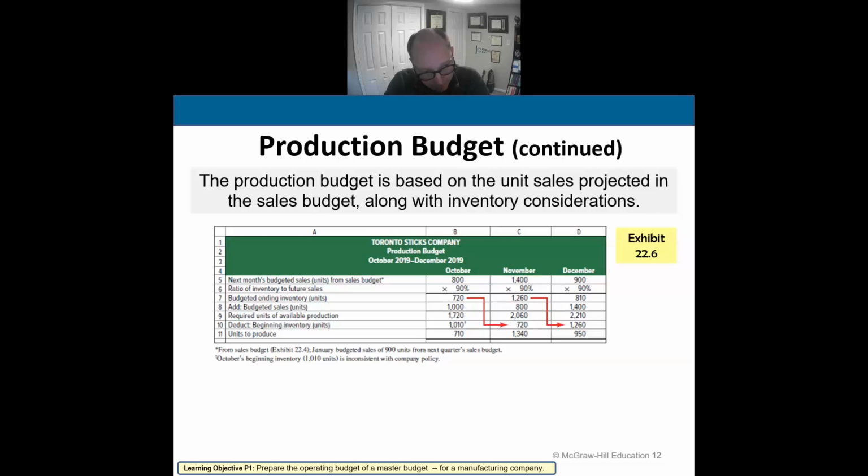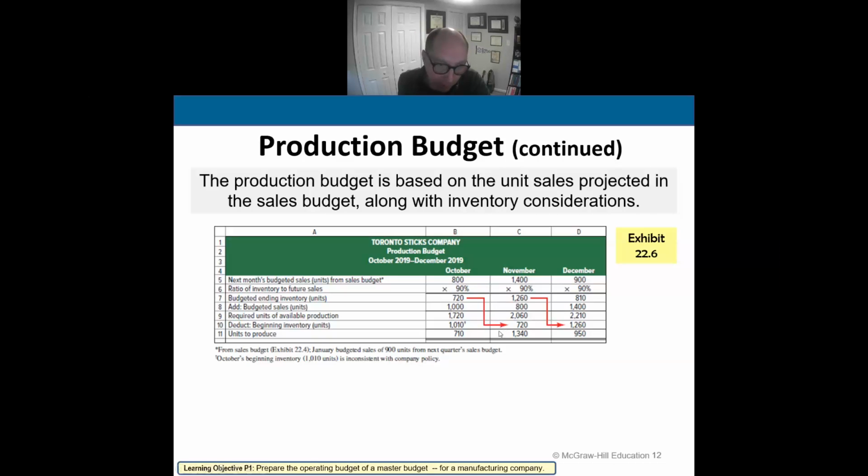Minus beginning inventory of the month. The reason why it's minus beginning inventory is because I already started the month with those. I don't need to make them. They're already there. So number of units I need to make minus beginning inventory equals the total number of units I need to make for that month. For October, it's 710.